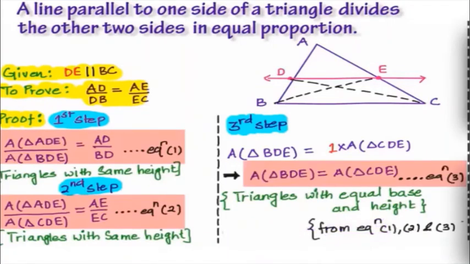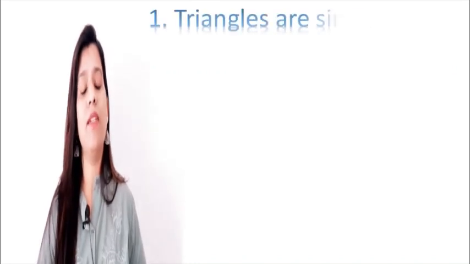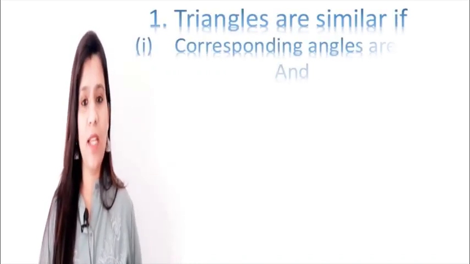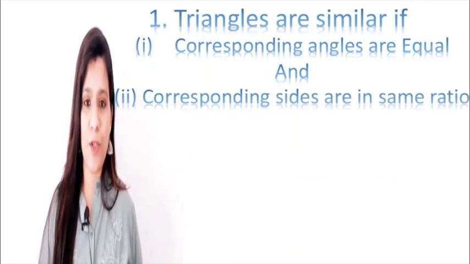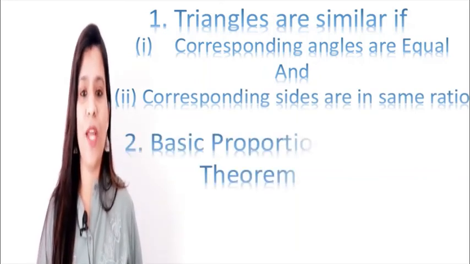Therefore, from equations number 1, 2 and 3, we can say that the ratio of AD upon DB is equal to AE upon EC. So in today's class, we have learned two things. First, two triangles are similar if the corresponding angles are equal and corresponding sides are in ratio. And second, the basic proportionality theorem.